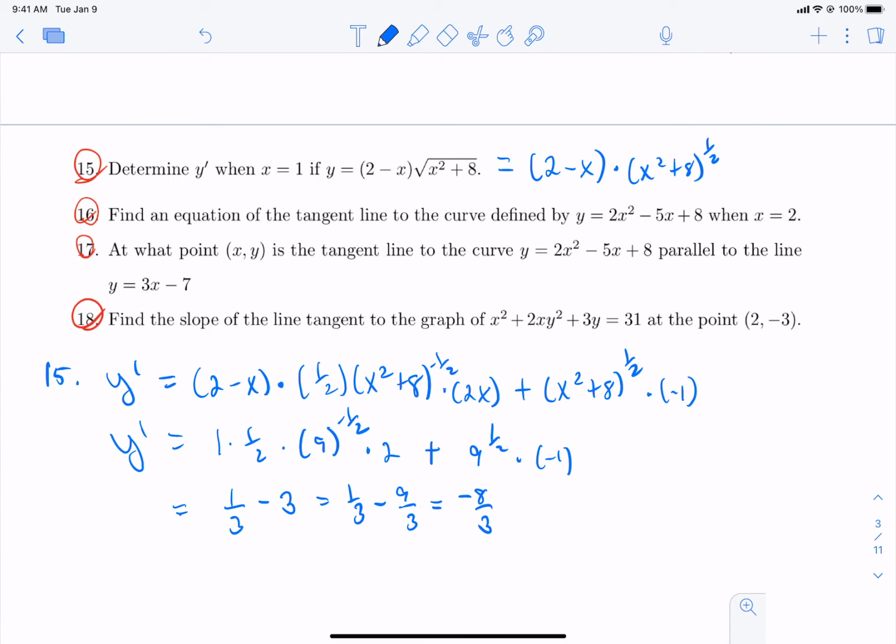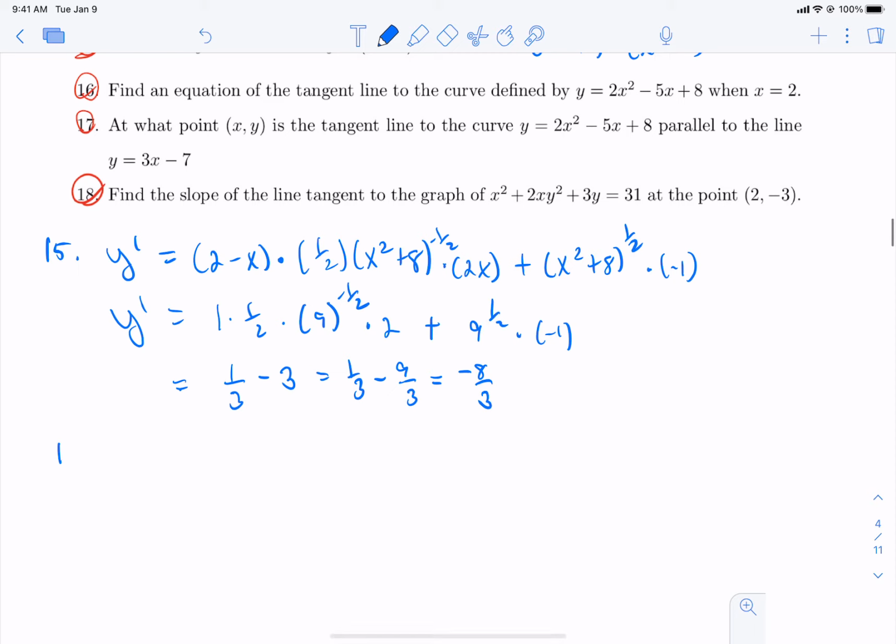Now let's jump to number 16. It says find the equation of the tangent line to the curve defined by y equals 2x squared minus 5x plus 8 when x equals 2. There were some steps that we talked about when finding this equation of a tangent line. First step is find the first derivative. Second step, plug in to find the slope of the tangent. Third step, use y minus y1 equals m times x minus x1. So anytime a problem asks me to find the equation of a tangent line, those tend to be the steps that I take. Okay?